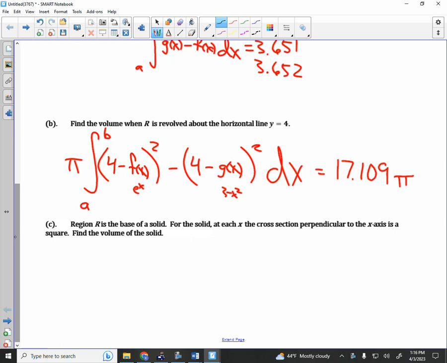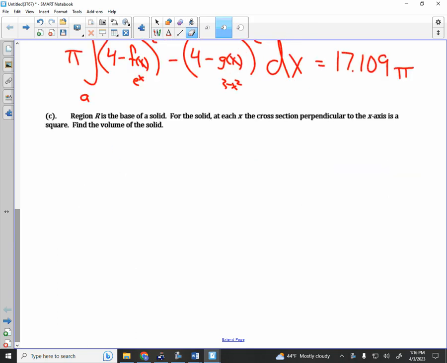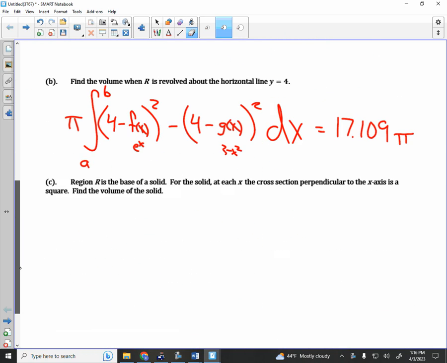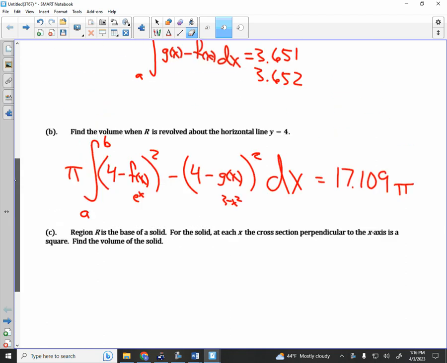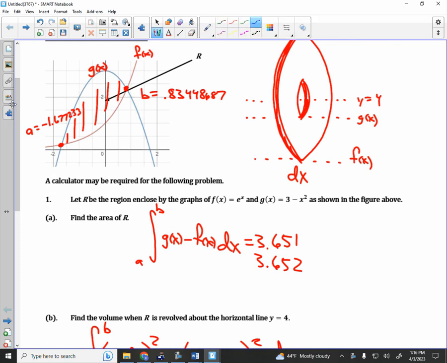So here's the one piece that's new, and this is going to be challenging for us to try to see what's happening here, but it's not a challenging problem. It says R is the base of a solid, meaning that this region in red right here is the base of a solid. And for each solid at X, the cross-section perpendicular to the X-axis is a square. So what that means is picture this thing coming off the screen at you, okay? And if you were to slice it, you would slice squares, okay? So I'm just going to draw a slice. Picture that coming off the screen at you. Everybody okay with that shape?